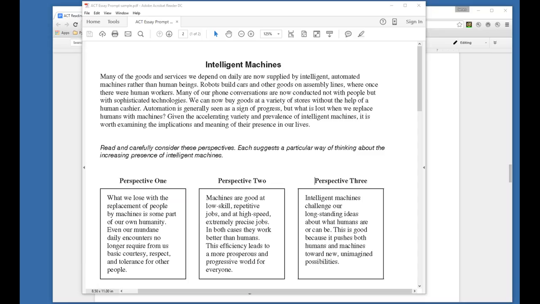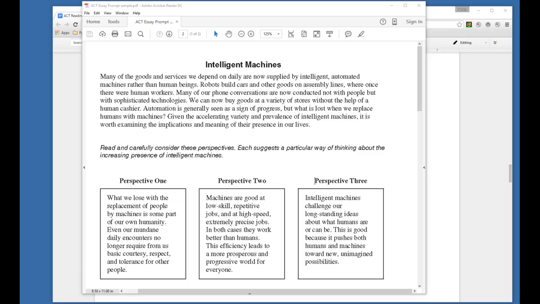Sorry, my doggy heard the UPS truck. What type of dog is it? It's a little Cocker Spaniel. But that's not the point here.